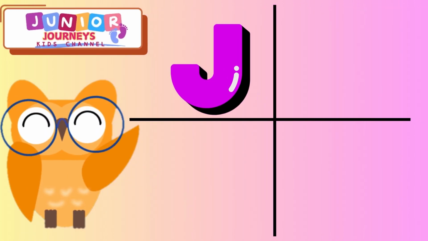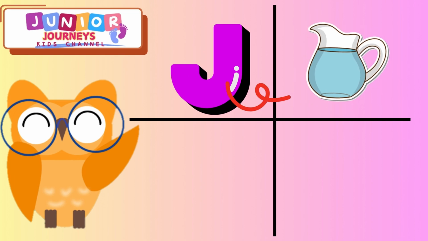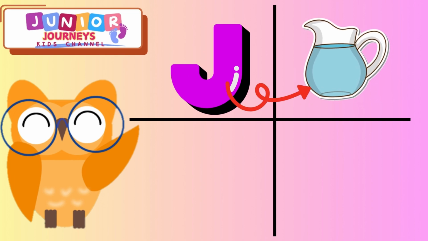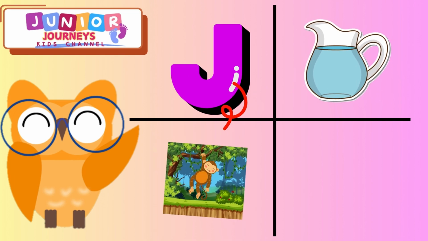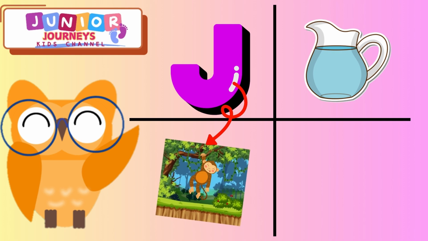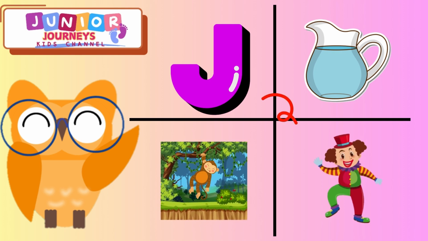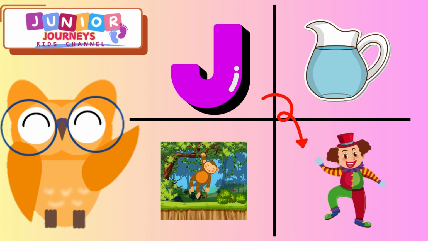Next letter is J. J. J is for jug. Jug. J is for jungle. Jungle. J is for joker. Joker.